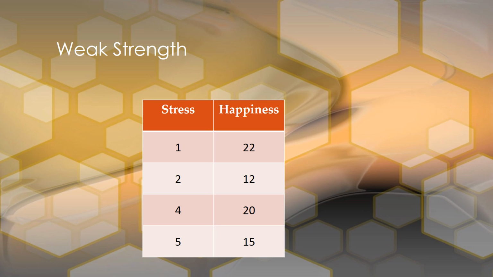So that's a little bit unusual. So the strength is 0.24. So we have a negative correlation here because stress is going up and happiness is going down, and we have a negative 0.24, which is closer to 0. So this is a weak correlation.